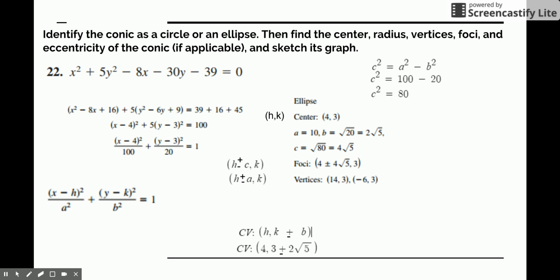The next thing you want to know is the other vertices, the co-vertices. This you can find by doing h, comma, k plus or minus b. And b in this case is 2 rad 5, so it's 3 plus or minus 2 rad 5. And the eccentricity is the formula again, where e equals c over a. It's easy, you just plug it in. And then when you sketch it, it's going to look something like this.